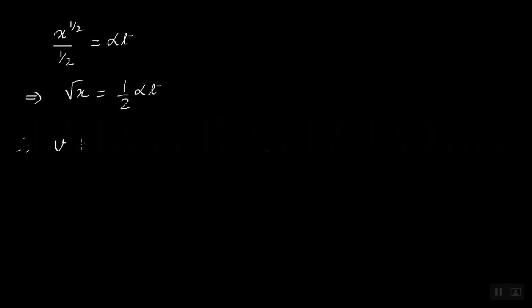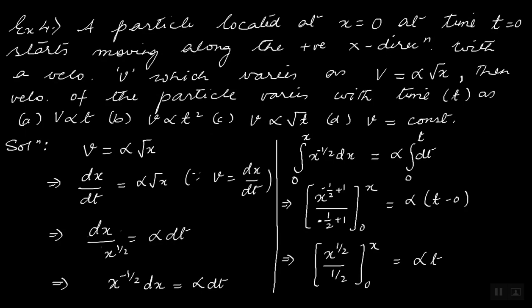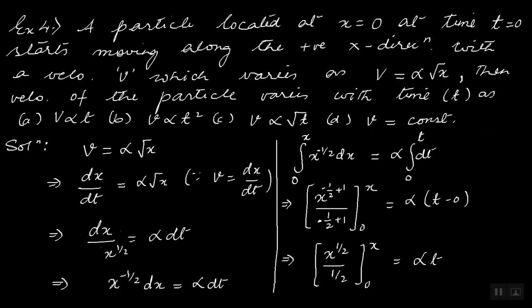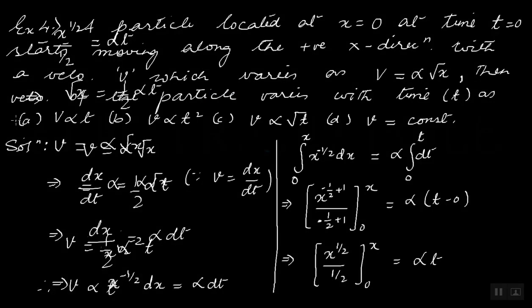So therefore velocity is equal to what? What was the expression for velocity in the beginning? This one, alpha root x. So instead of root x, let us put in this one. So velocity is alpha root x, so this will be alpha times half alpha t. So you get half alpha square t, right? So therefore v is directly proportional to t, which is the correct option. The correct option would be the first option, this one.